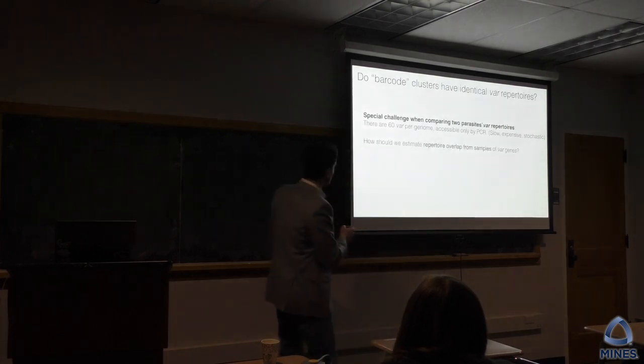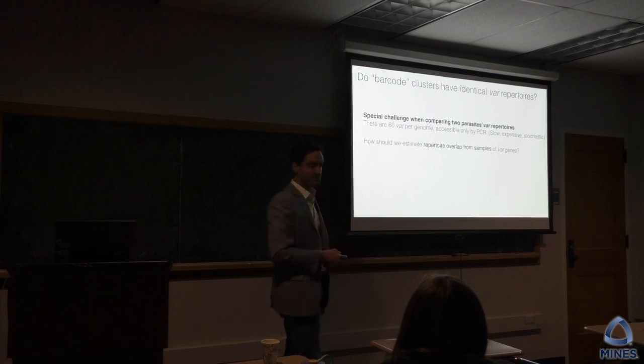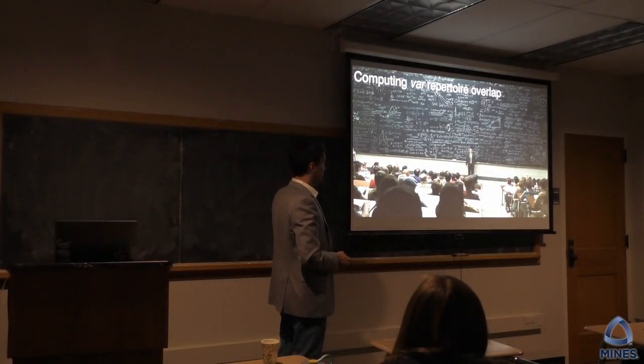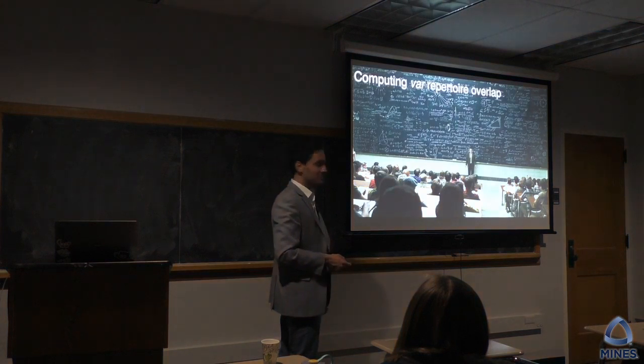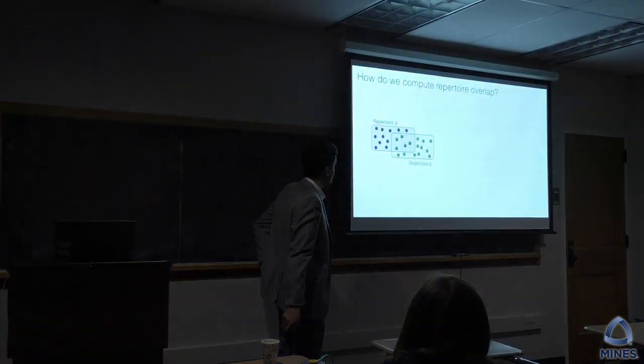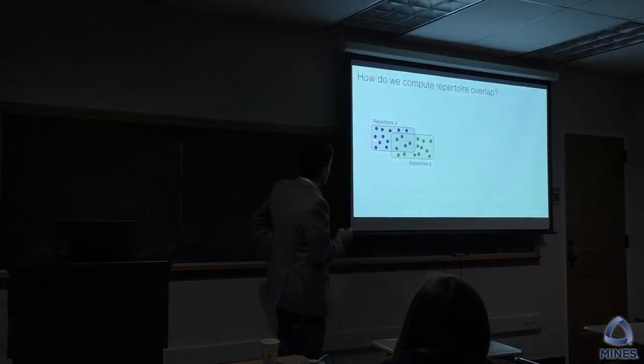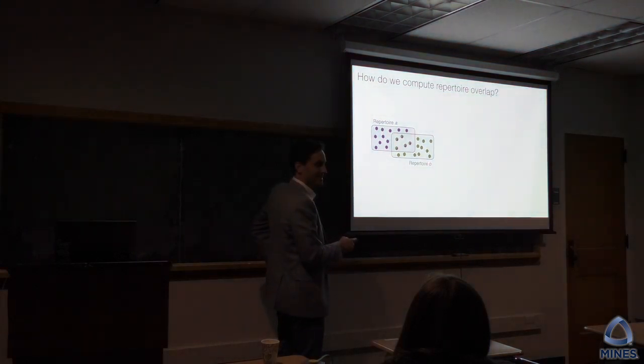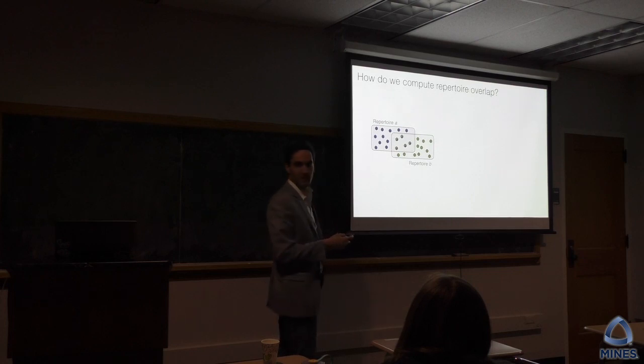So the question that we'll now address is how should we estimate repertoire overlap from samples of our genes? So here is another little math problem. How should we compute VAR repertoire overlap? We'll set it up in the following way. I have repertoire A, and let's imagine that I have 60 dots here. I have repertoire B, another 60 dots. And I have some that are in the intersection. I have repertoire overlap.